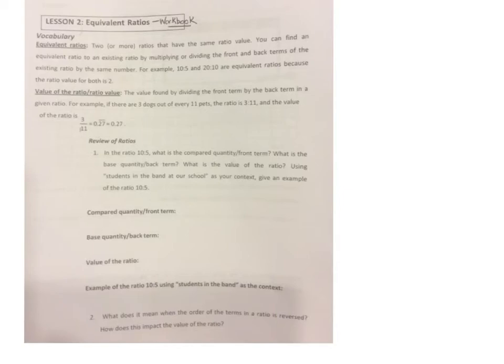So equivalent ratios, they have 10 to 5, I would write it like this, 10 to 5, and they have 20 to 10. Now when they look like fractions, they're ratios, but they look like fractions, what they're saying is the ratio value. When you divide this, 10 divided by 5, you get 2, 20 divided by 10, you get 2. So if they have the same value, they're equivalent ratios.